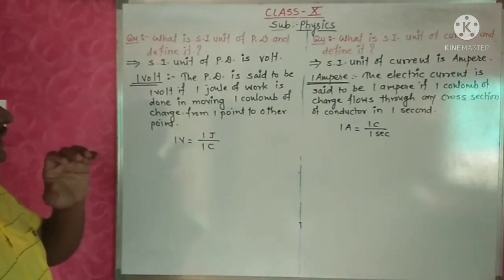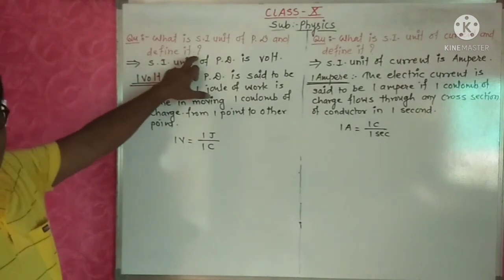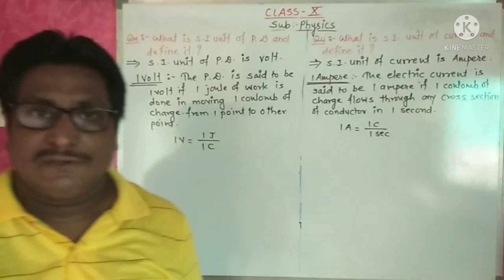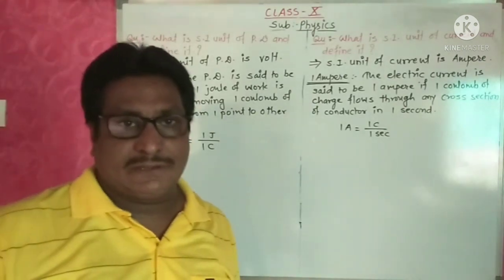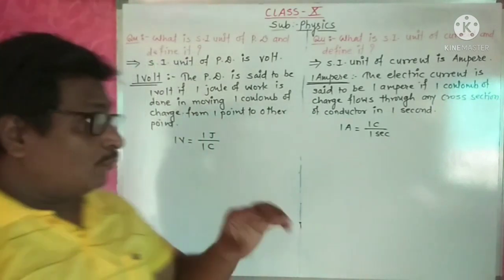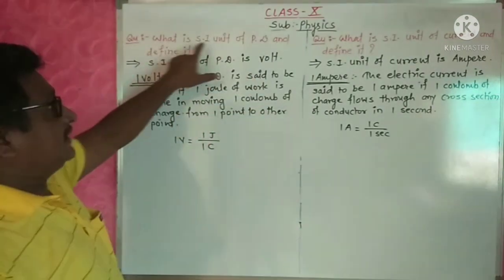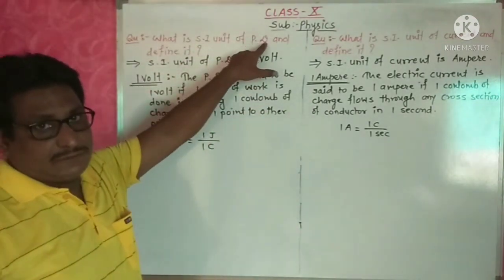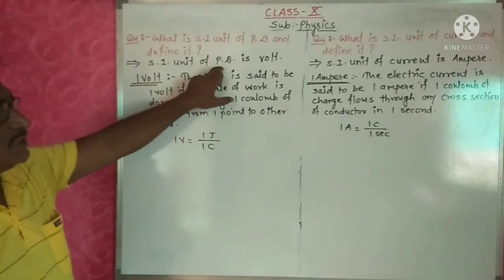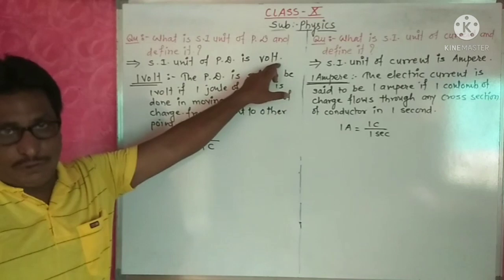So what we are writing here, define it, they will ask. So we are writing the definition of potential difference, and there we are making the mistake. They did not ask to define potential difference. What they asked, define the SI unit of potential difference. So how to write the answer? SI unit of potential difference is volt.